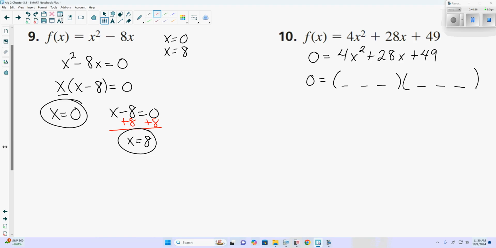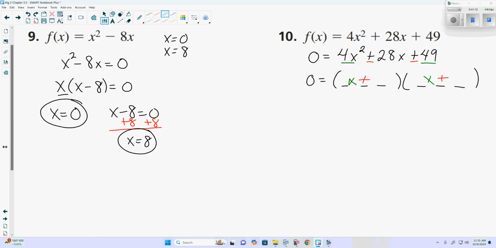Since the third term is positive, the signs are the same and match the sign of the middle term, which is also positive. So I'll have plus and plus. Now we need to find the factors of the first and third term. With our 4x squared, it's going to be x and x. That's the only way we can factor x squared. Questions on this so far?